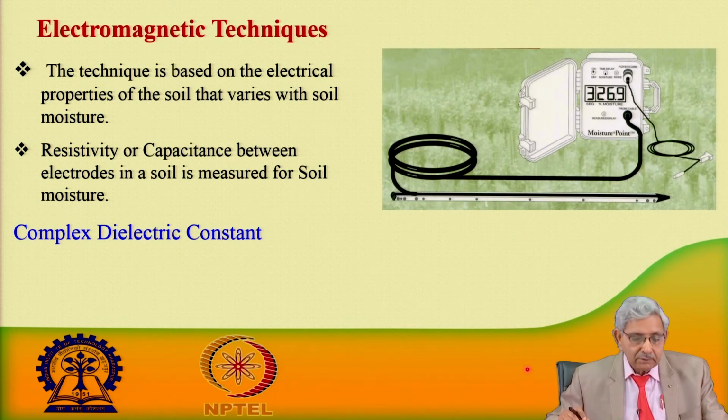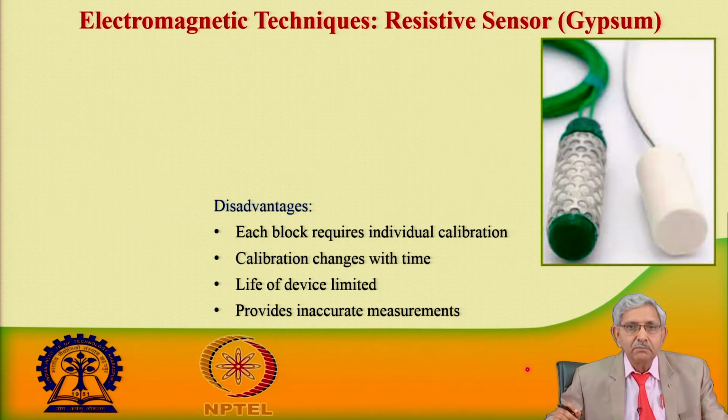Then electromagnetic techniques. This technique is based on several properties of the soil that vary with soil moisture content. The observation can be measured in terms of the resistance, that is the resistivity of the soil, or in terms of the capacitance between the electrodes in the soil for soil moisture content. So, resistance in terms of ohm, or sometimes the capacitance based observation is measured.